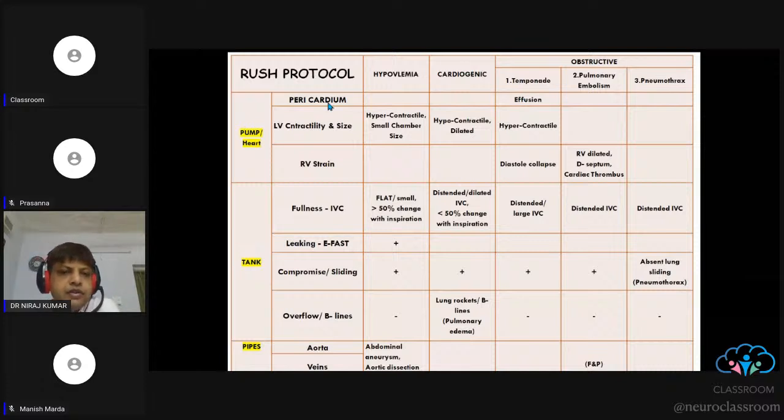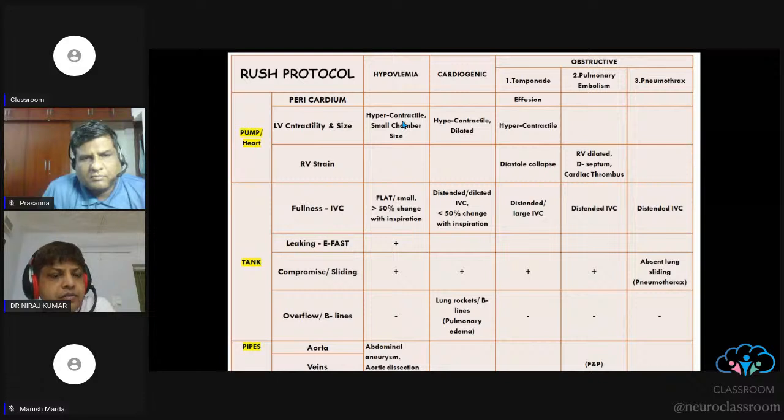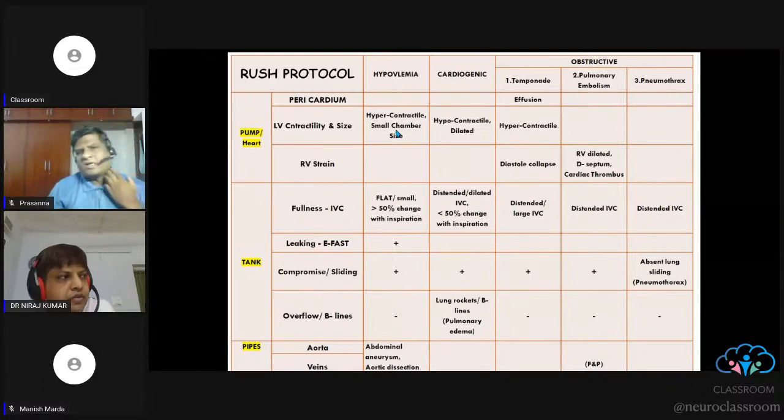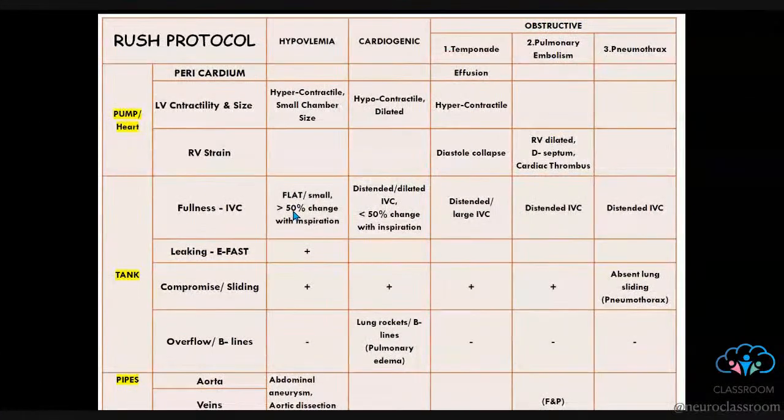First of all, see what the features of hypovolemic shock are. In hypovolemic shock, the heart will be hypercontractile, and there will be a small chamber size because of the decrease in volume. The IVC will be small and very flat, but the collapsibility will be high, greater than 50%.